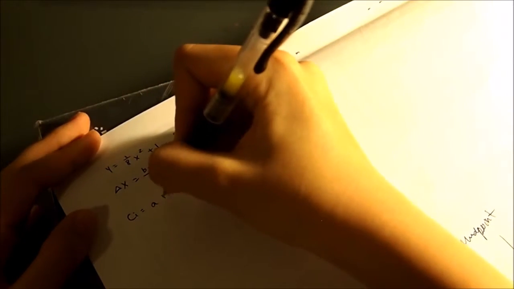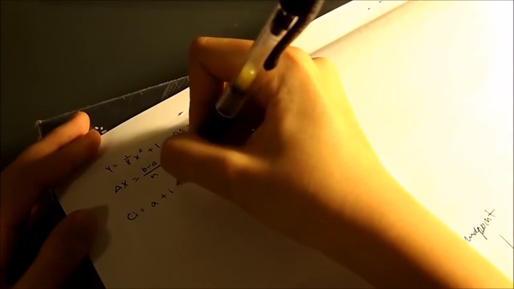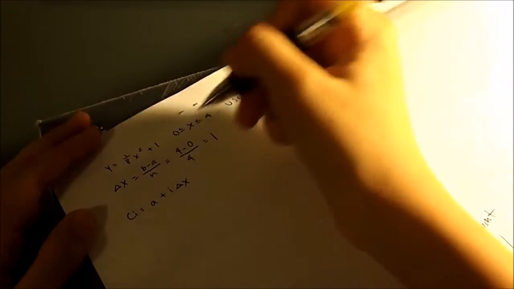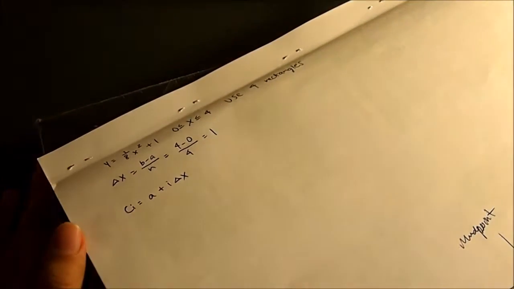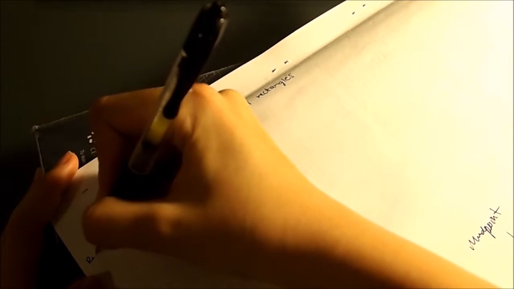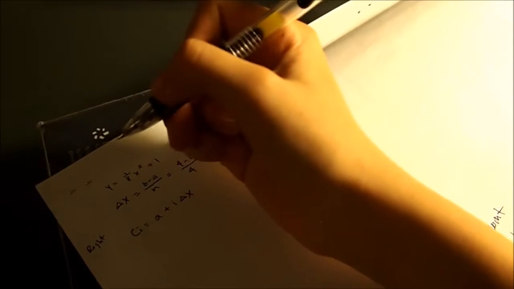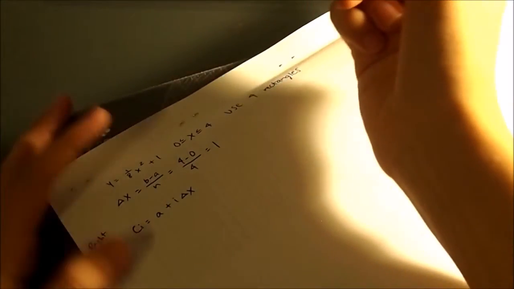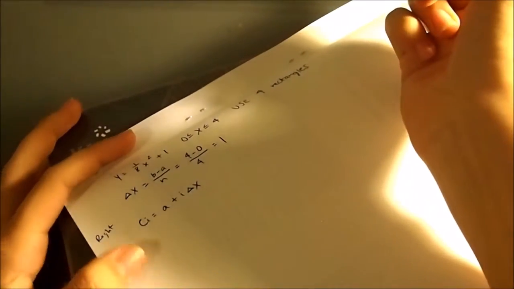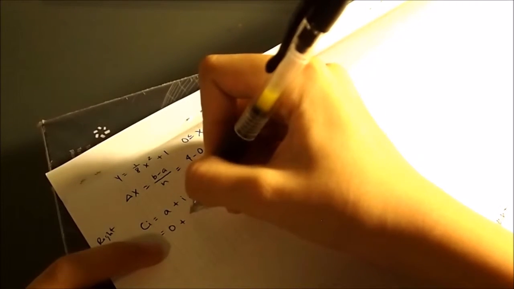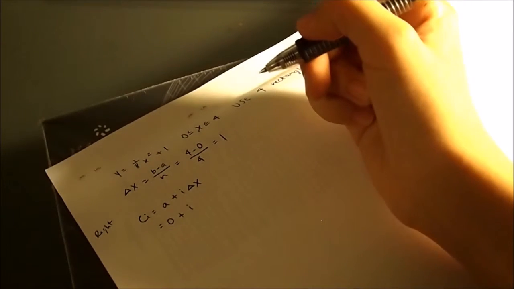c sub i is a plus i delta x. And the c sub i in this case, let's just say we're solving for the right. So this is going to be equal to 0 plus i.